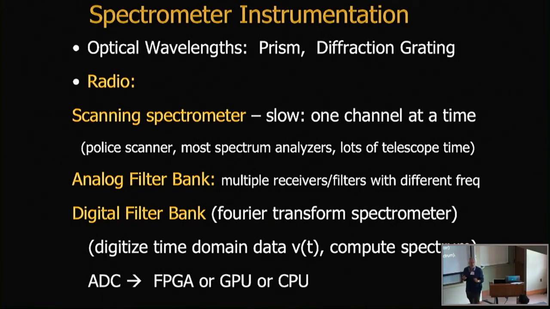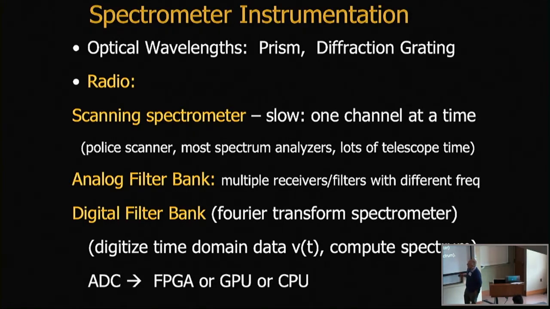So what you'd like to do is, instead of scanning across the band, have a filter bank, and we just heard about filter banks from Jim, where it's essentially a bunch of radios, each one tuned to a different frequency, all working simultaneously. You can think of it as multiple receivers, multiple radios, or a filter bank like Jim was talking about, or you can do this with a Fourier transform.